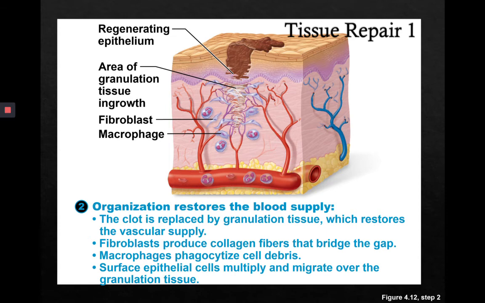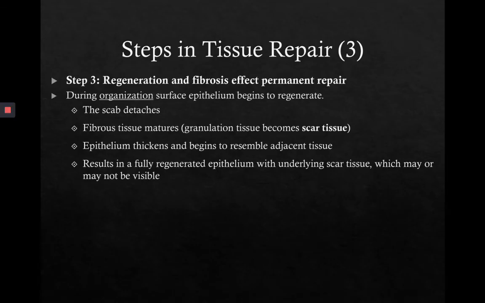So first we had inflammation that set the stage. Second was organization restores the blood supply. So we will not only fix the damaged tissue, but also encourage new vascularization. The process of generating new blood vessels is termed angiogenesis. And then step 3 is going to be regeneration and fibrosis affect permanent repair, or basically the end of the line. We're going to either have regenerative cells or scar tissue form. So after a scab detaches, you would have either regenerative epithelial cells or maybe fibrosed connective tissue, maybe both.